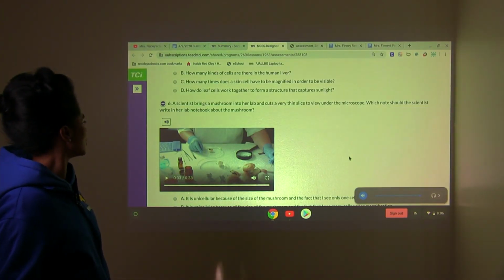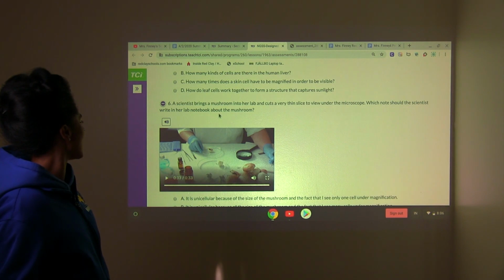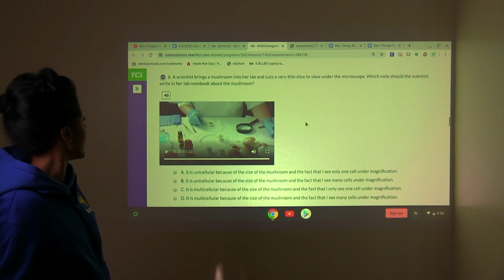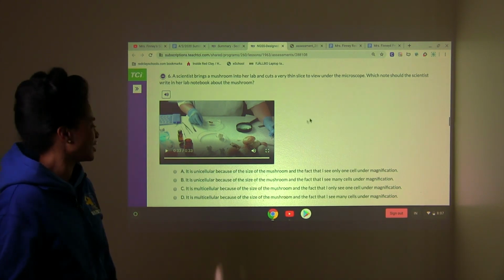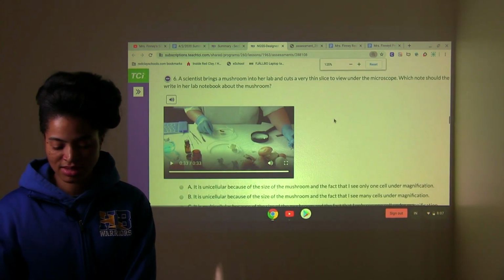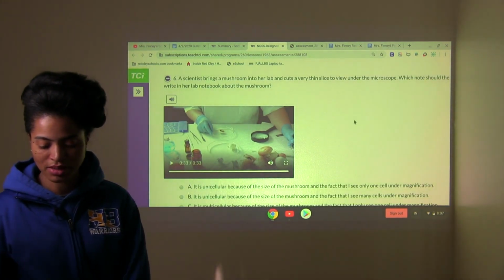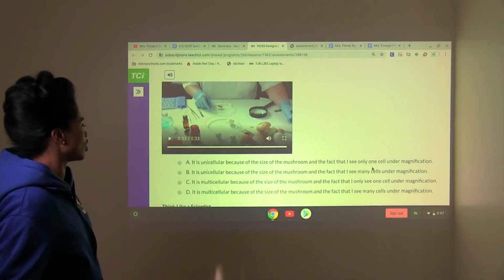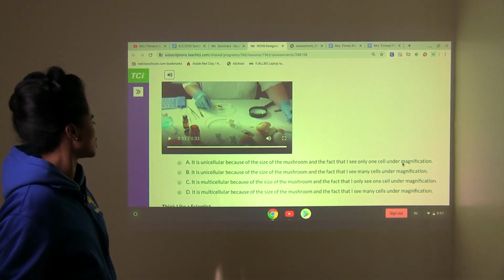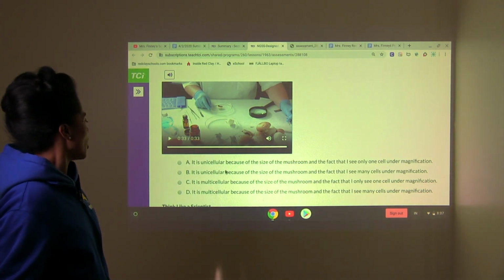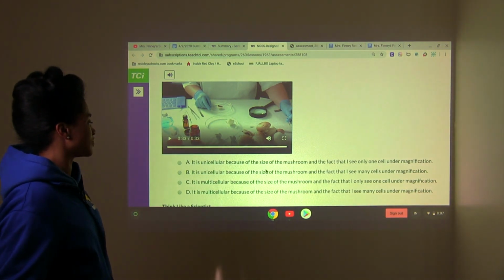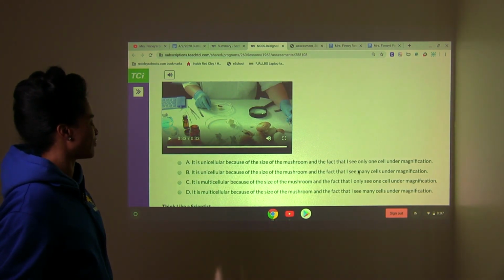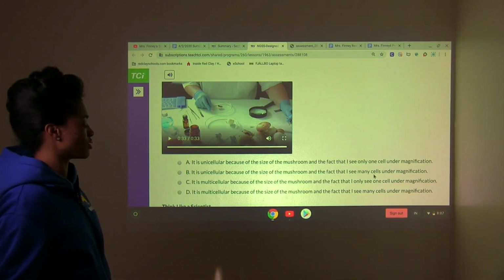All right, which note should the scientist write in her lab notebook about the mushroom? A, it is unicellular because of the size of the mushroom and the fact that I see only one cell under magnification. B, it is unicellular because of the size of the mushroom and the fact that I see many cells under magnification.